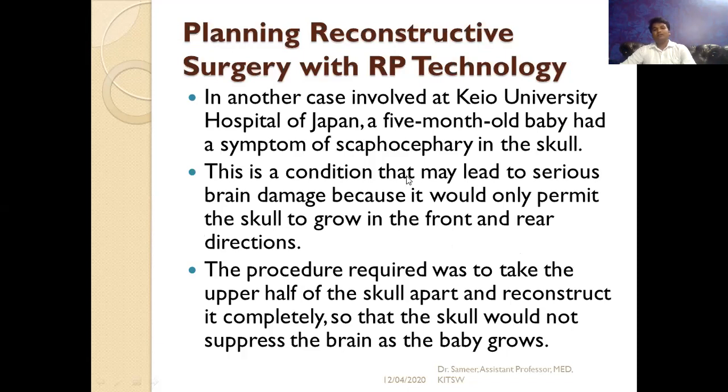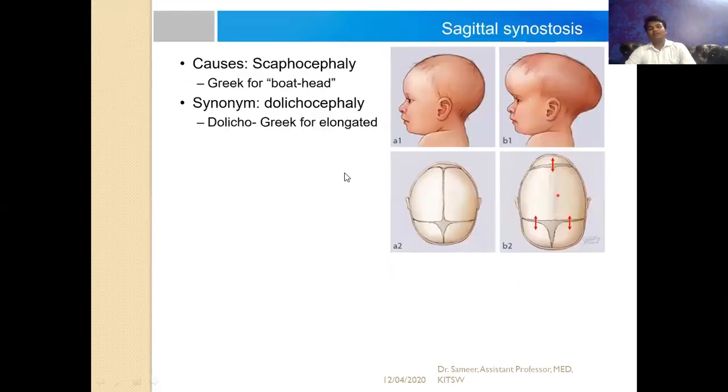Staying with planning reconstructive surgery with RP technology, in another case at Kyoto University Hospital of Japan, a 5-month-old baby had a symptom of scaphocephaly in the skull. If you look at the slide, the baby had scaphocephaly.